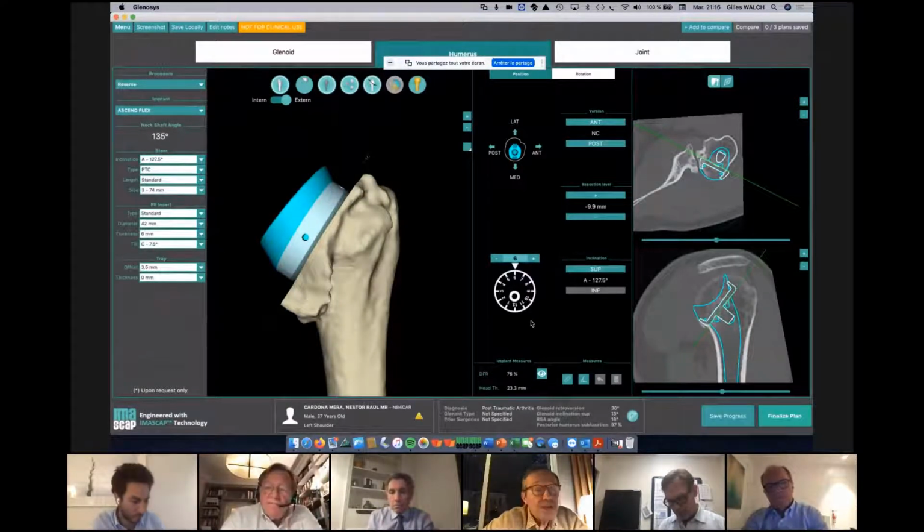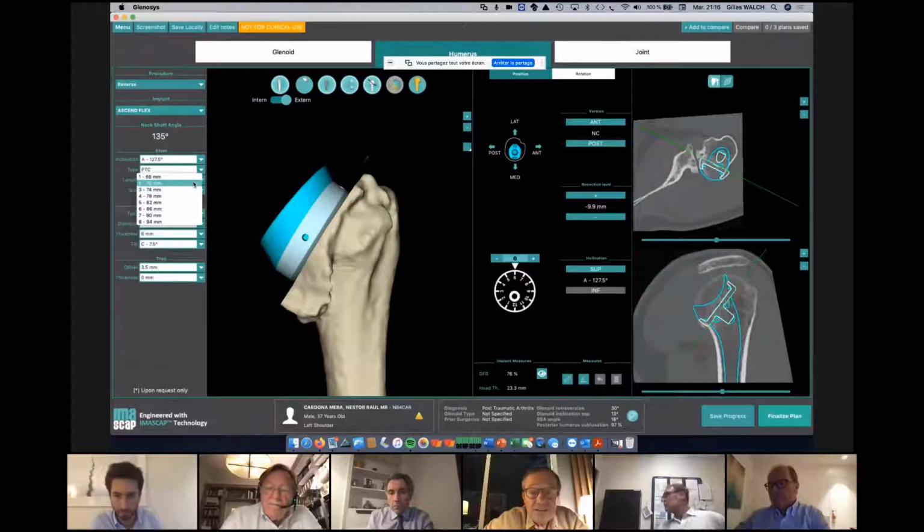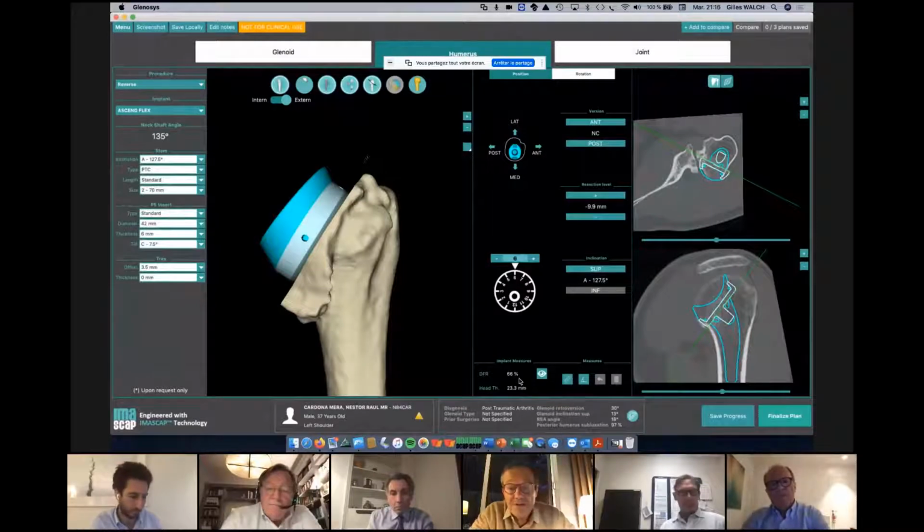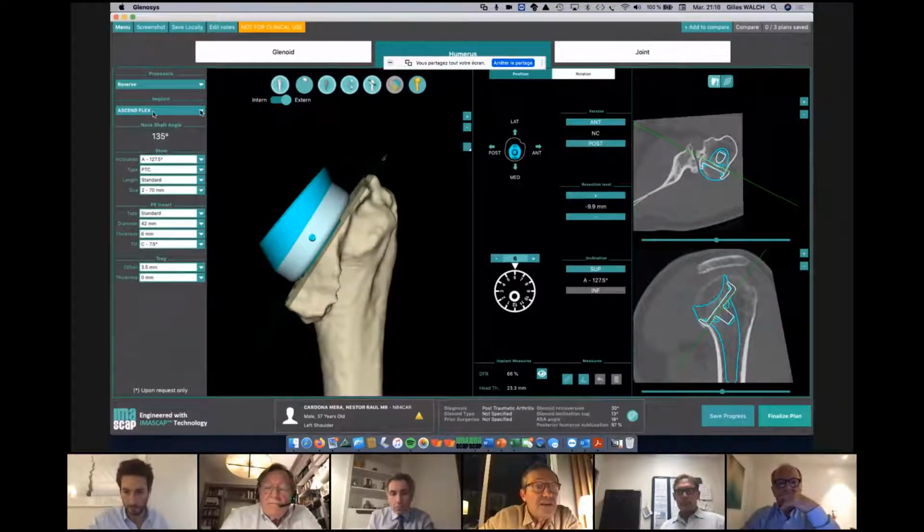This is size 1, and the filling ratio is 58%, so probably size 2 or 3 will be fine. Size 3 is too big. Filling ratio is 78%, so size 2 will be fine here in order to avoid stress shielding at the upper part of the prosthesis, at the upper part of the humerus. So this looks fine.